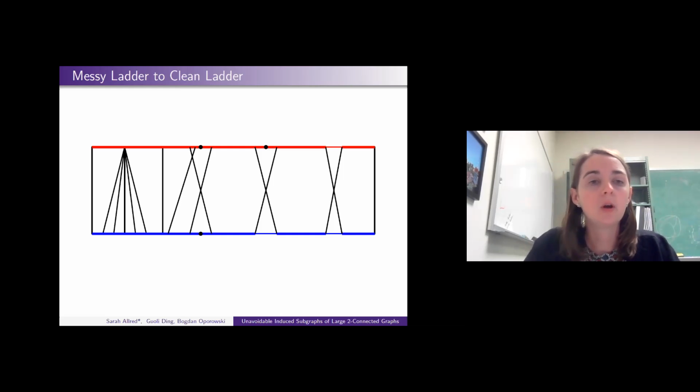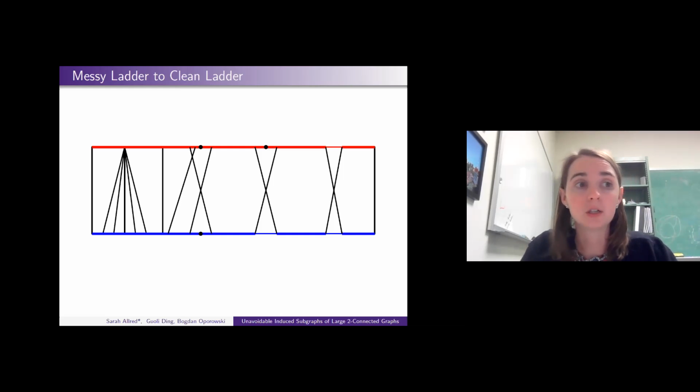Here, I want you to notice we basically have 3 types of crosses. The first type is where the red rail and the blue rail have vertices there, so they are subdivided. In the second type of cross, only one of them has vertices there, and the other is a single edge. And in the last type of cross, both of them are single edges. I put a black dot there to really call attention to the fact that there are internal vertices there.